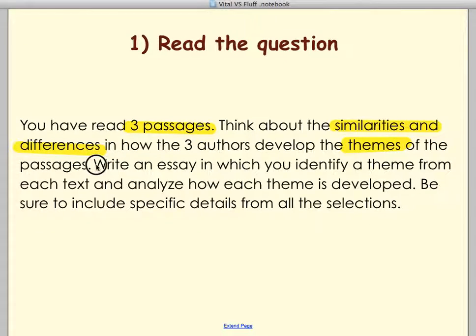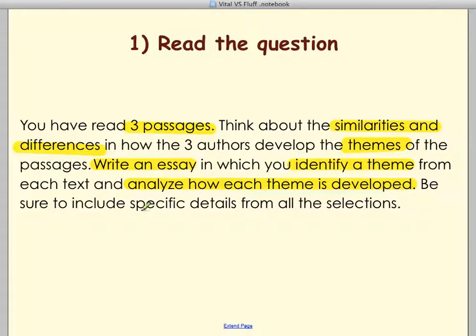Then you're going to write an essay in which we identify the theme. Obviously, we know that that's what we have to do if we are talking about themes up here. And then we're going to analyze how each theme is developed. That means we're going to discuss how did they go about telling us? Was it a poem? Was it a song? Did we see it in a video? Did they have a moral in the story? So was it a fable? You're going to analyze how they told it to you.